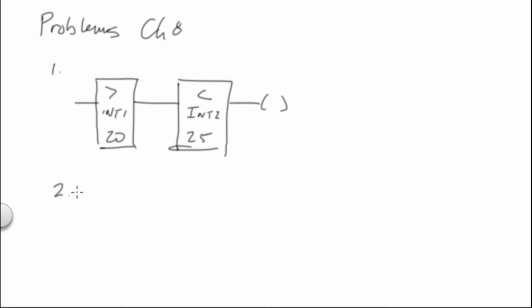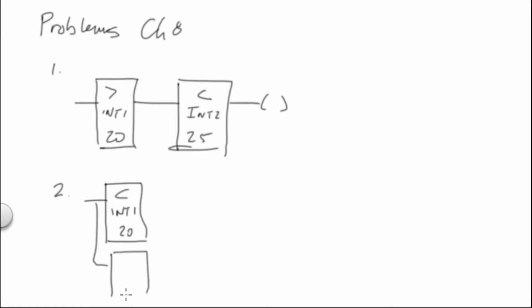Problem number 2 would be when the value int 1 is less than 20, or, so this would be an or, the float 1 is greater than 8. So there's a greater than float 1 greater than 8. So this would be an or function. And that would give me a coil there as well. So that gives you some ideas how to work these.